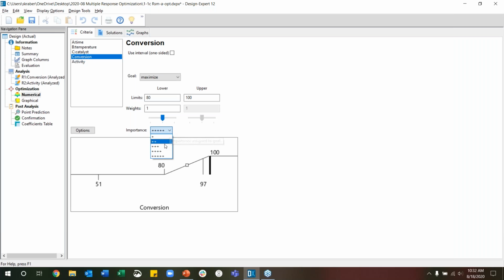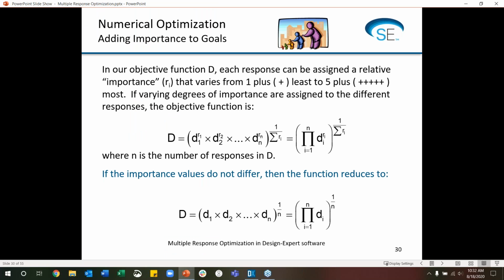Okay. For these results, I am going to leave everything at the default of 3 stars. And if everything is at the same setting, then it doesn't matter. It doesn't matter if they're all at 1s or they're all at 3s or all at 5s. If they're all the same, then the function reduces just to the basic function and they're all treated equally.